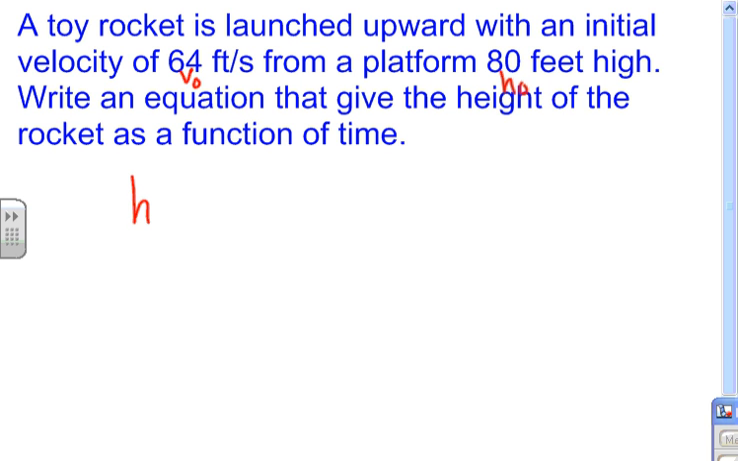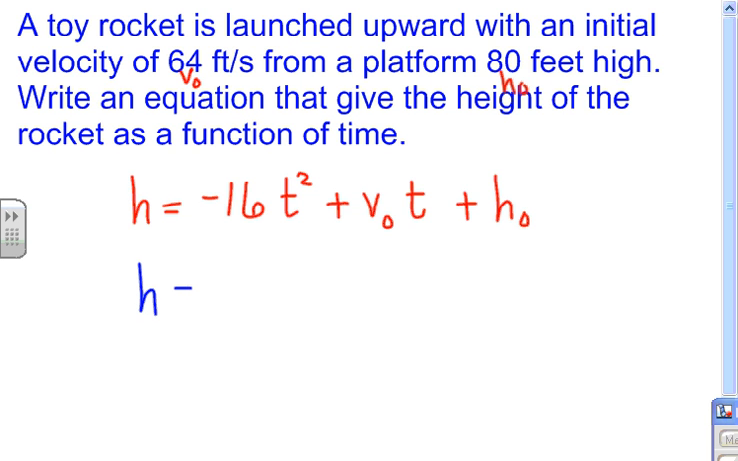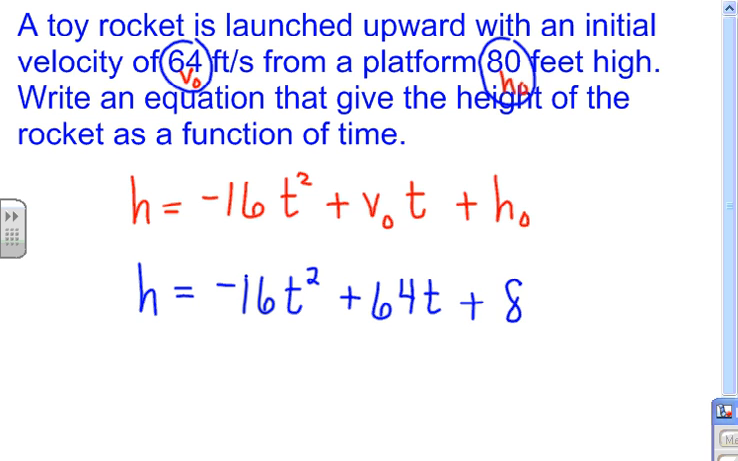Well, remember, when we're dealing with feet, the equation is going to be H equals negative 16, that's a half of 32 feet per second squared, times the time squared, plus our initial velocity, times t, plus our initial height. So if we substitute the information that's given to us in our problem, we'll have negative 16t squared plus 64 times t. And notice that's because our initial velocity is 64, plus our initial height of 80. So there's our function. We can find the height of the rocket at any time.